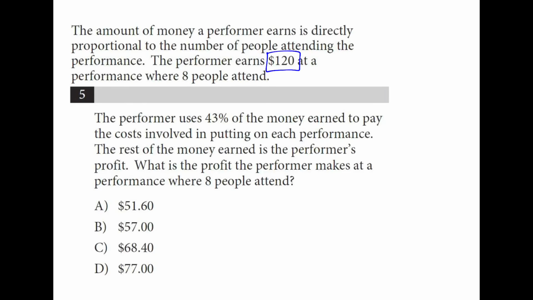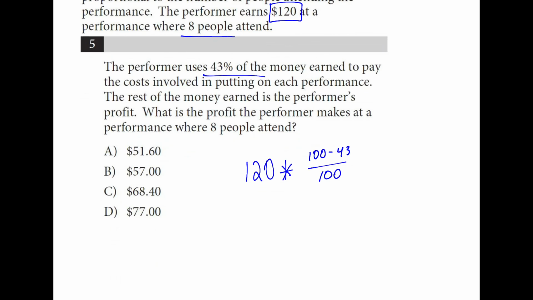So $120 earned, 8 people attended. And we used 43% of the money to pay for costs. So what's left as a profit? I can find that percentage by taking 100 minus 43 divided by 100. Or in other words, by multiplying by 0.57. This gives me $68.40.